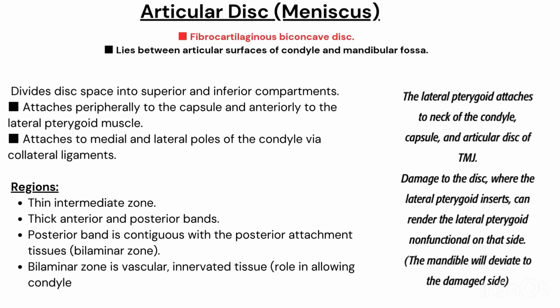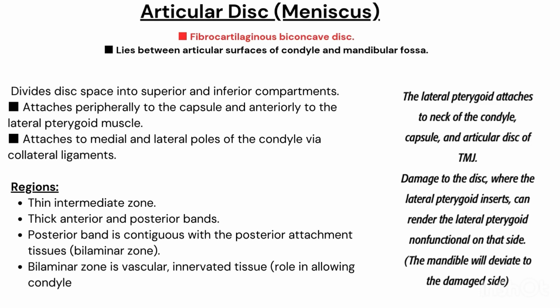Let's talk in detail about the articular disc, which is also called the meniscus. So again, this is fibrocartilaginous and it is a biconcave disc. It lies between the articular surface of the condyle and the mandibular fossa. This disc divides the TMJ into superior and inferior compartments. And remember, the superior allows translation motion, the inferior compartment allows rotational motion.